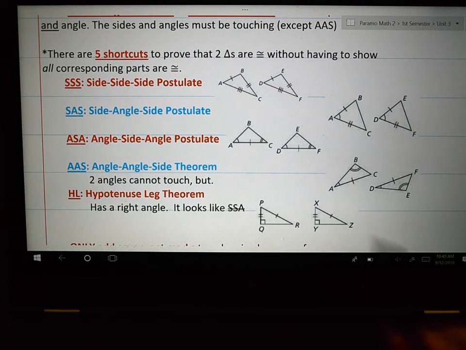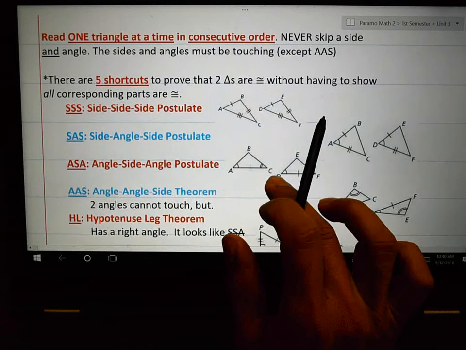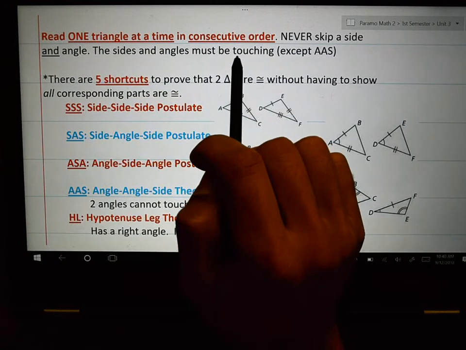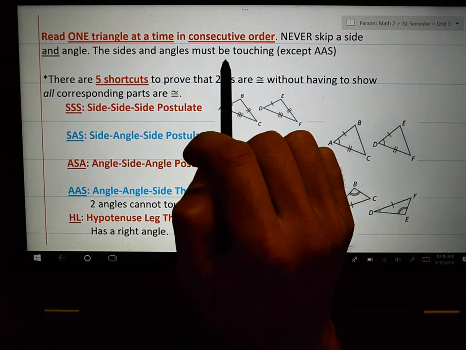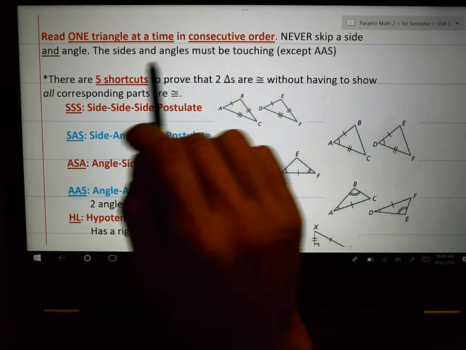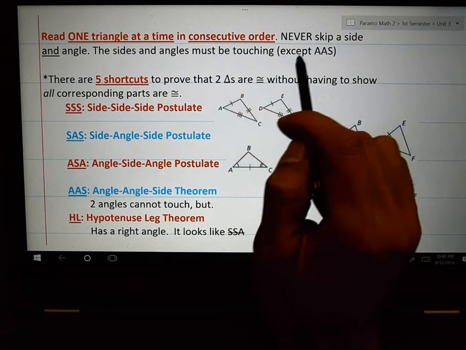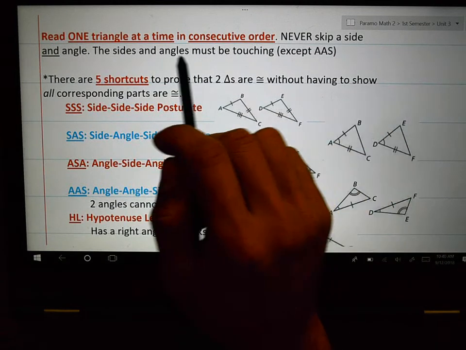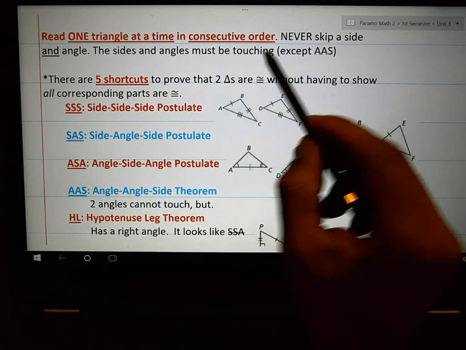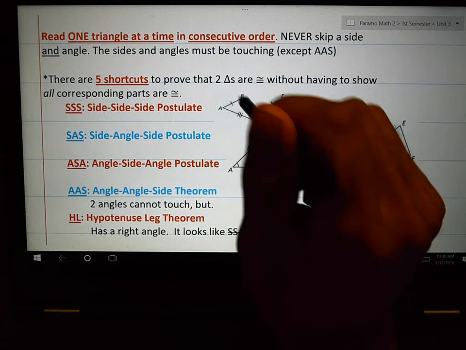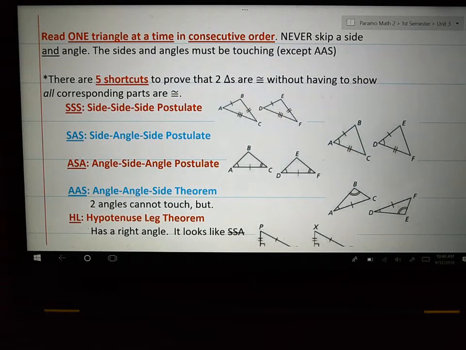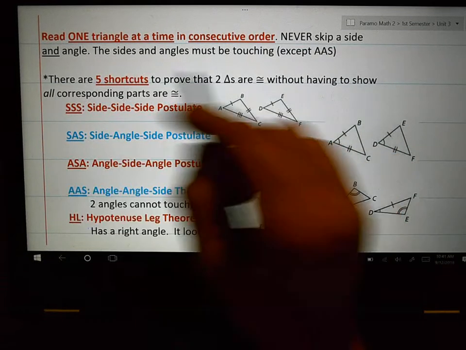So how are we going to do that? We're going to read the triangles, one triangle at a time. We're going to make sure we go in consecutive order. It can never skip a side and an angle, and they must be touching, except 2 angles can't touch. So the sides and angles must be touching. I know that's a weird word for high school students, but remember, we're talking about triangles, and the triangles have sides and angles, and the sides are touching the angles. Don't worry and don't freak out about that stuff, okay?